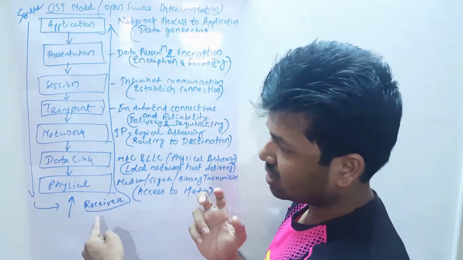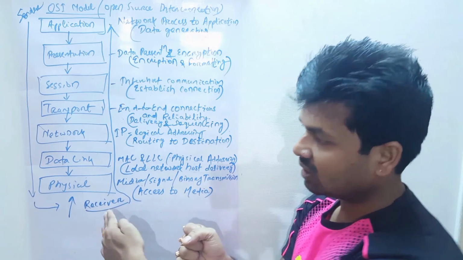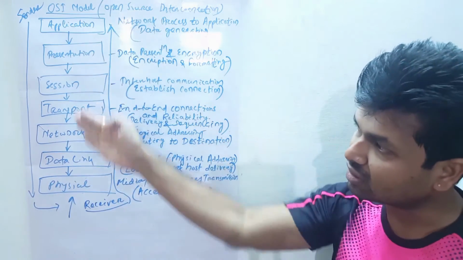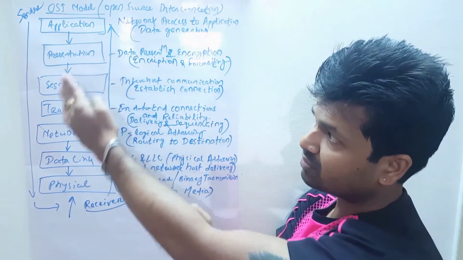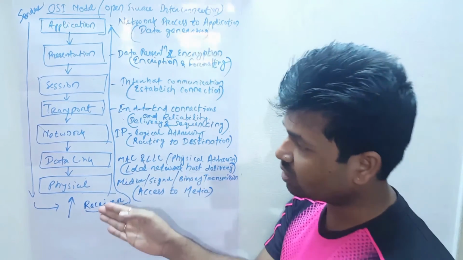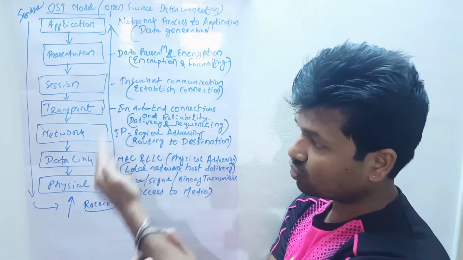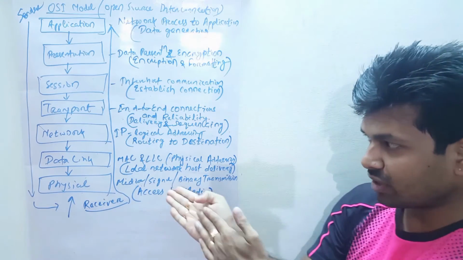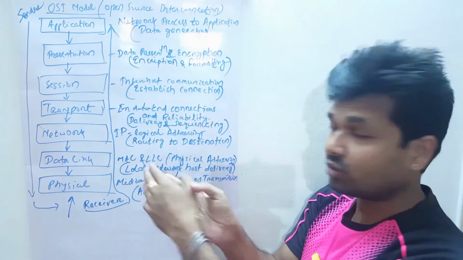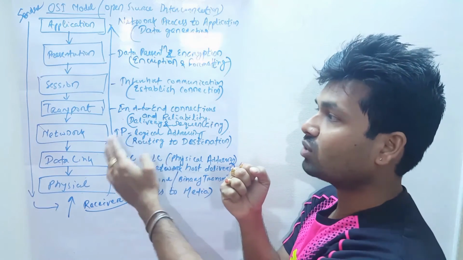When we receive the information, it goes in the reverse direction. The receiver gets the information in this order: application, presentation, session, transport, network, data link and physical. When we receive the information, it goes from bottom to top: first the physical layer, media, signal, binary transmission, then data link, local network host delivery, then the routing and destination from the receiving point of view, the network layer.